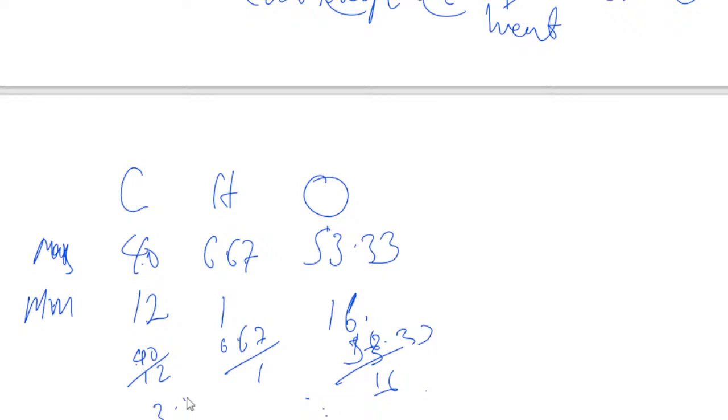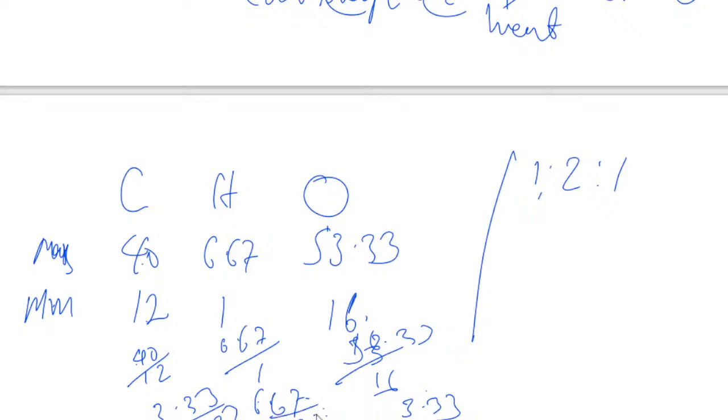This is 3.33, and because this is 1, it's going to be 6.67, so it's obvious. And then if you divide here, what are you going to get? 3.33. You see? So basically the ratio is going to be 1 to 2 to 1. Yeah, if I divide by 3.33 each time, I'm going to get this mole ratio.